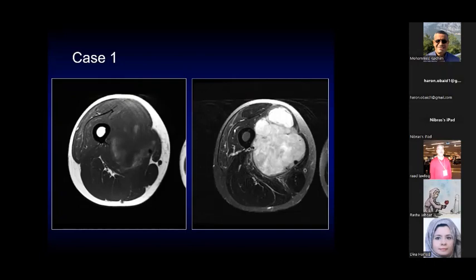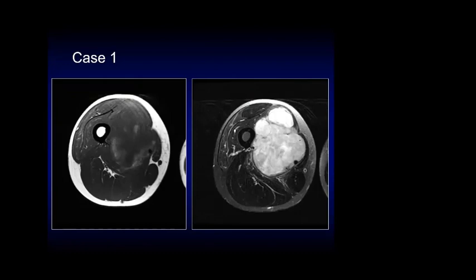In T2 star, the signal intensity is very hyper-intense, especially in the vastus medialis muscle. I think this is the vastus medialis muscle. There is no invasion into the subcutaneous tissue or fat, a well-defined outline, no invasion of the adjacent muscle, and the vessel and the neurovascular bundle look normal, no invasion.